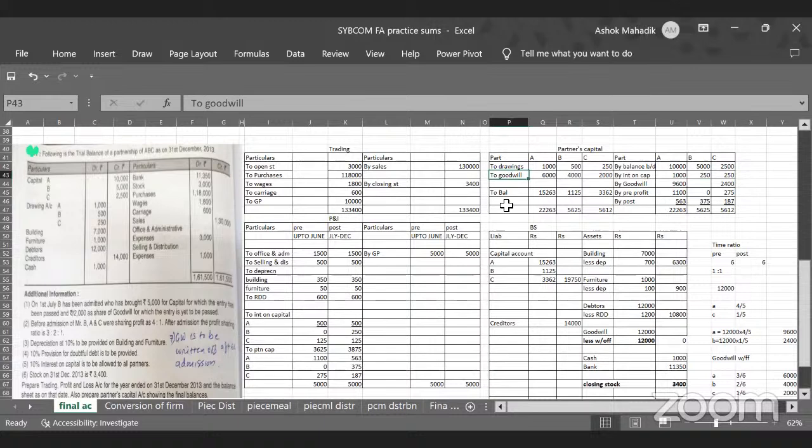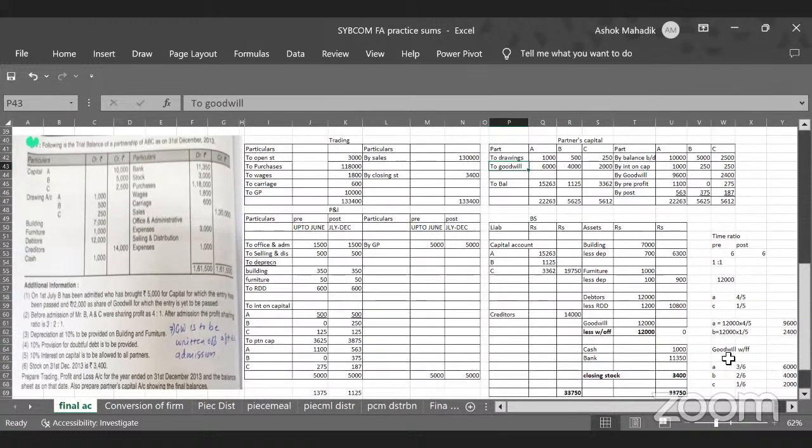What will you do? To goodwill. What was the total value? 12,000. So divide that using the new ratio among all three partners. Always remember, when B brings in goodwill, divide that between the two old partners in their old ratio. But when they say write off goodwill, then pass the opposite entry in the capital accounts, to goodwill, and divide the 12,000, or whatever amount is there, in the new ratio among the new partners.